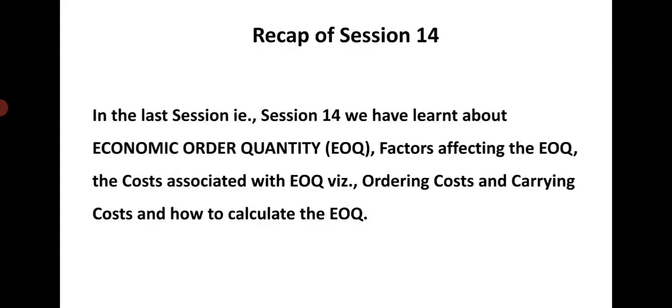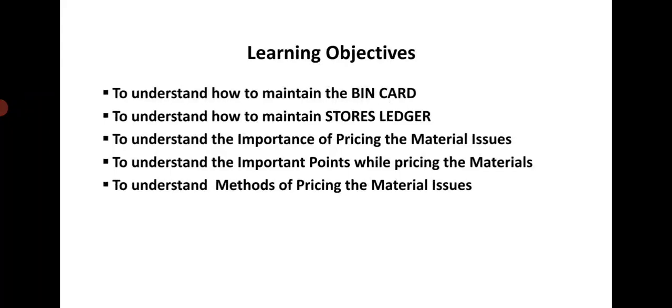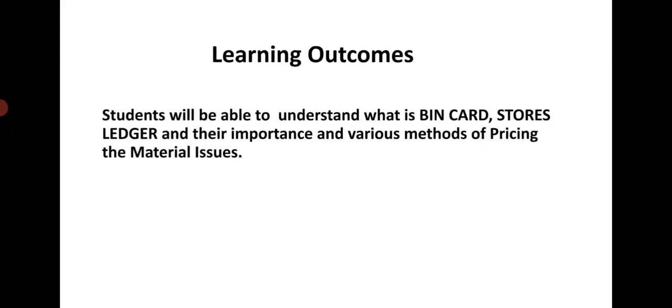In the 14th session, we have learnt about the economic order quantity, factors affecting the EOQ, and costs associated with the EOQ, that is ordering cost and carrying cost, and we also learnt about how to calculate the EOQ. In this session, we will understand how to maintain a bin card and how to maintain a stores ledger, and we will also learn the importance of pricing the material issues and important points while pricing the materials, and also learn about the methods of pricing the material issues.